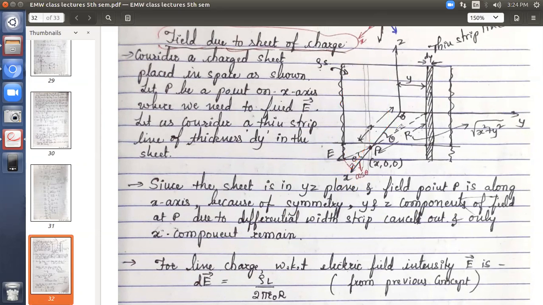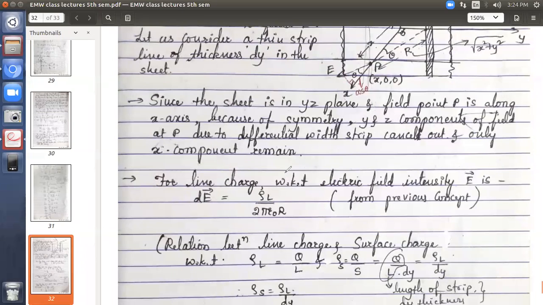Now similarly, if I keep a sheet somewhere here in the xy plane, the point of observation will be on the third axis, point P. In that case, only Ez will remain, and the remaining two will get cancelled. Okay, this is what I want to tell you. So the sheet is in the YZ plane, so obviously x will remain. The point P will be on the x axis. That's why only the x component of the field will remain.